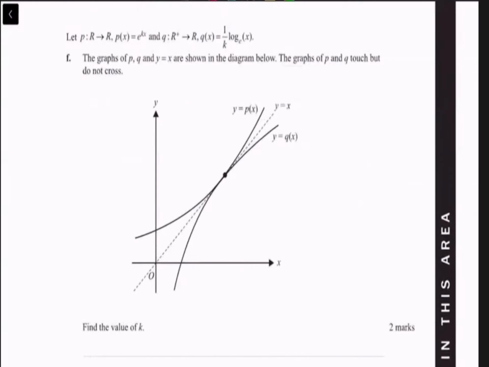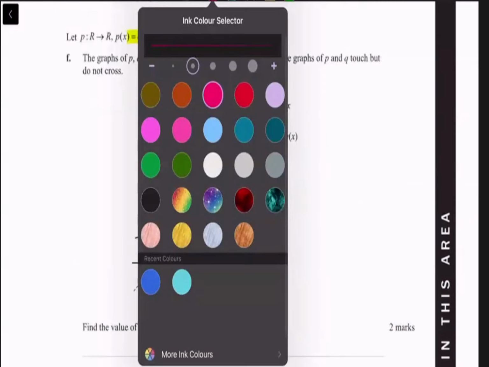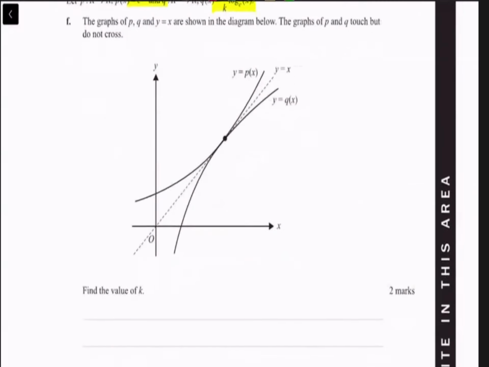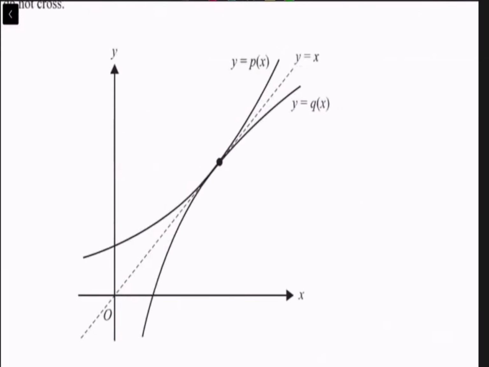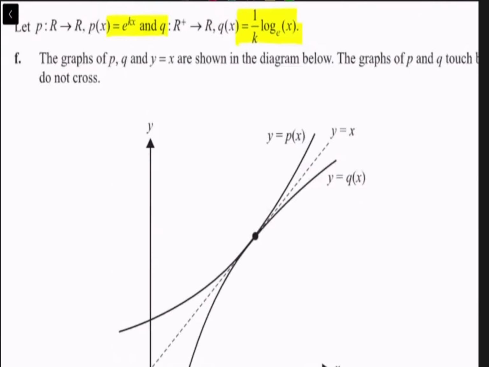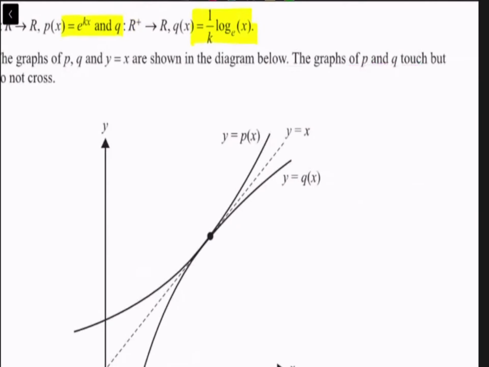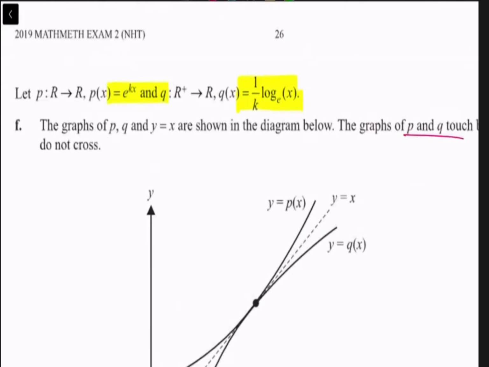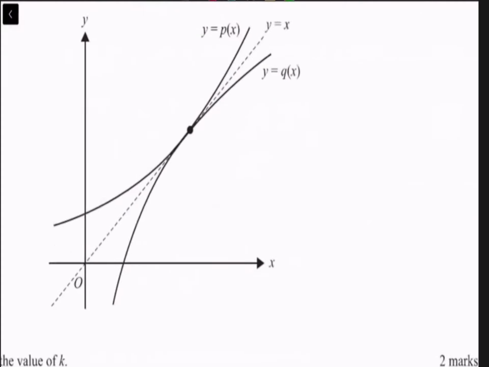So we have some generalized equations with no actual values, and they're trying to find the value of k. The two things that we know are that at this point here, they touch, but they don't cross. First thing to realize is that p(x) and q(x) are actually inverse functions. If I take p(x), for example, e to the kx, then ln y is kx, so x is 1 on k ln y, which is what you get here.